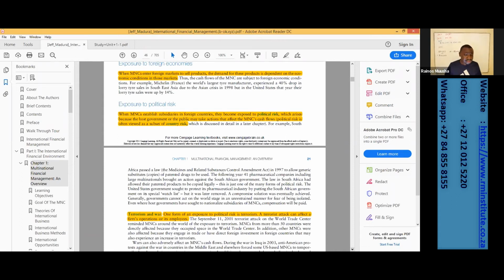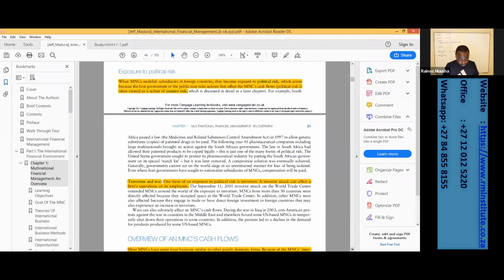And this is why you see that, for example, in countries like Zim, a lot of multinational corporations ended up moving away from doing operations in those countries, mainly because the political risk would be deemed to be too high as well. So these are some of the risk exposures that multinational corporations have to take into account before they consider investing in a particular country as well.